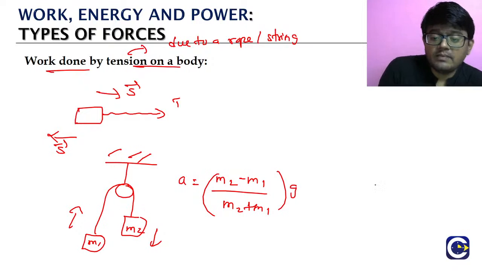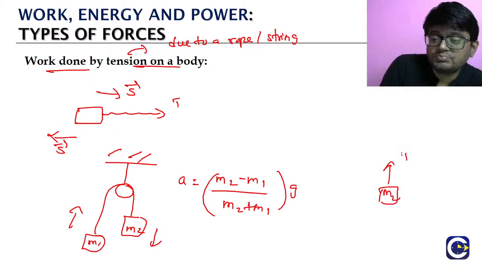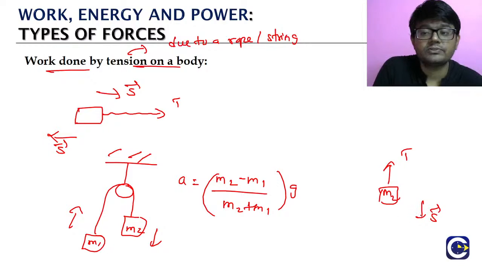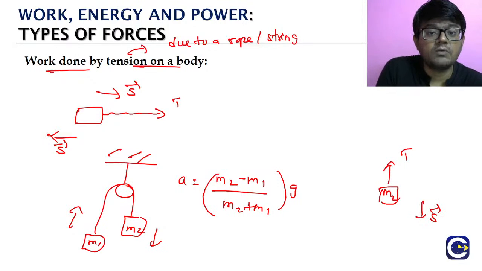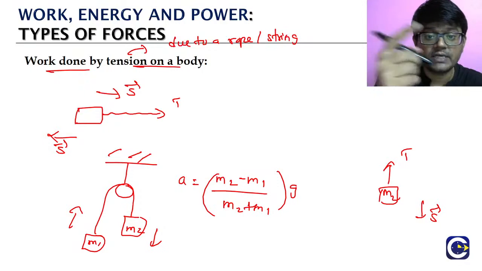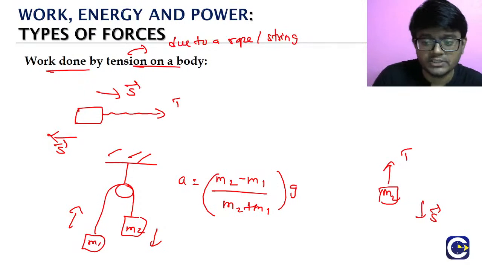So look at m2: what is the tension force acting on m2? Upwards, but the displacement is how? Downwards. So if you calculate here, what are you going to get? Work done by tension on m2 will be what? Negative, because the direction of the tension force and the displacement are opposite.